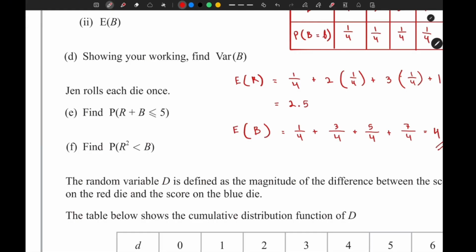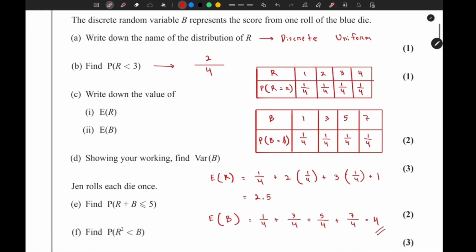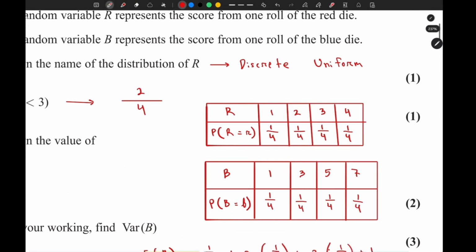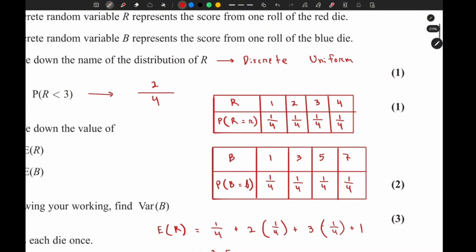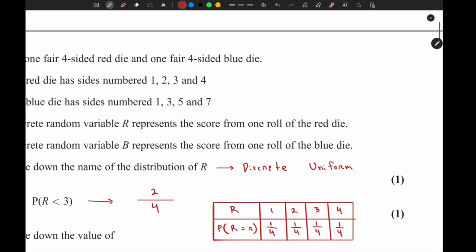So now we need to find the probability of R plus B less than or equal to 5. For that, this is basically the sum of the scores on the die. So the sum of the scores on the die must be less than or equal to 5. So let's look at the possible combinations.